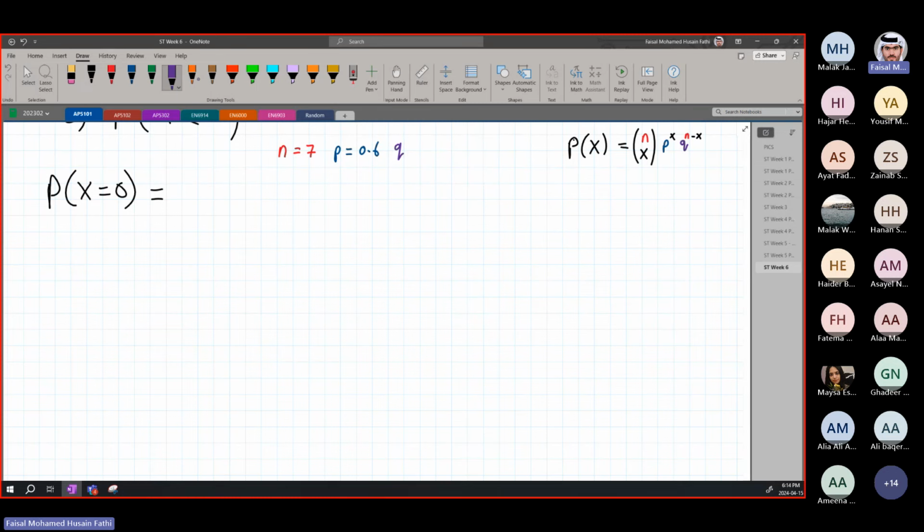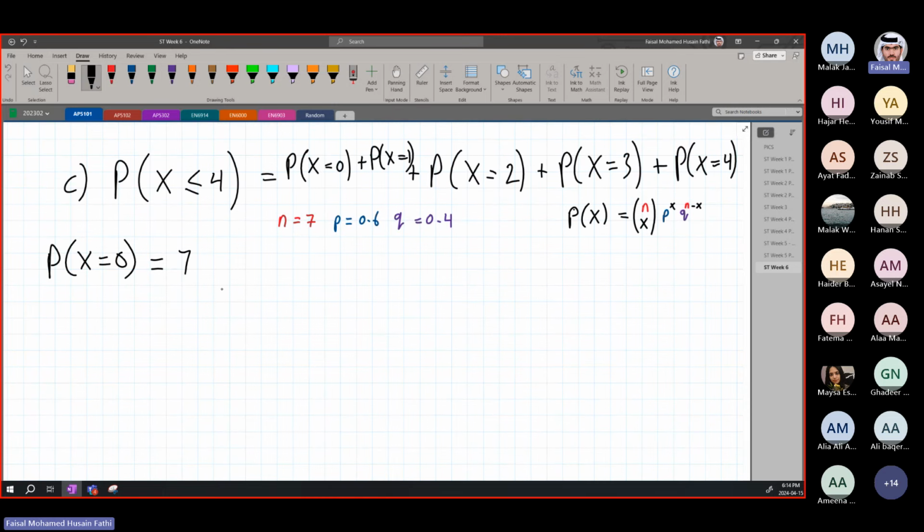Q is equal to 0.4. So for X equals 0, we're going to do 7C0 times 0.6 to the power of X, which is in this case 0, times the probability of Q, which is 0.4 to the power of n minus X, which is 7 minus 0. All right?